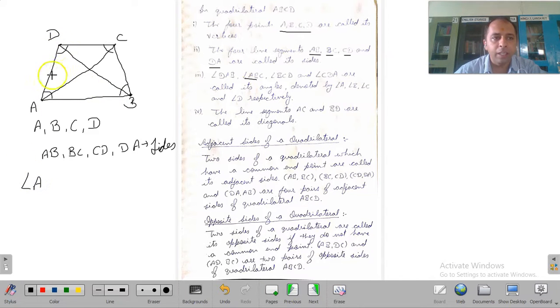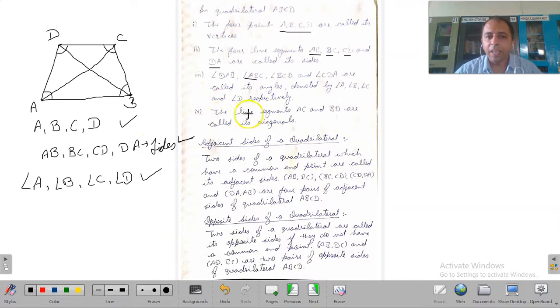Angle A means angle DAB, then angle B means angle ABC, then angle C means angle BCD, that means this angle. And lastly, angle D means angle CDA. So these are the 4 angles of a quadrilateral. So how many angles does a quadrilateral have? It has 4 angles. So 4 vertices, 4 sides and 4 angles. A quadrilateral has 4 vertices, 4 sides and 4 angles.